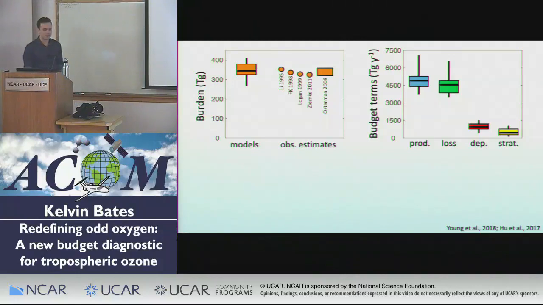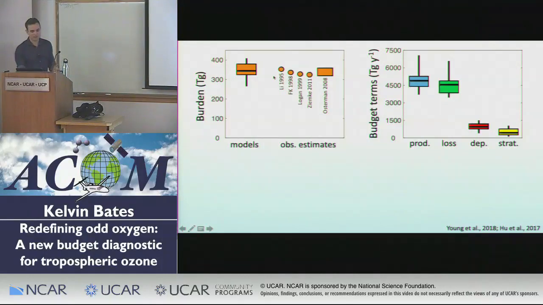So for example, this is a recent intercomparison just last year. Young and coworkers looking at a whole bunch of models, and they found that while a lot of aspects of models have improved in recent years, the spread in budget terms really has not. And so you can see that there's a spread of a factor of two in the production and loss terms of odd oxygen between models. And even though they're somewhat more minor components, deposition and stratospheric influx have even larger relative variance across models.